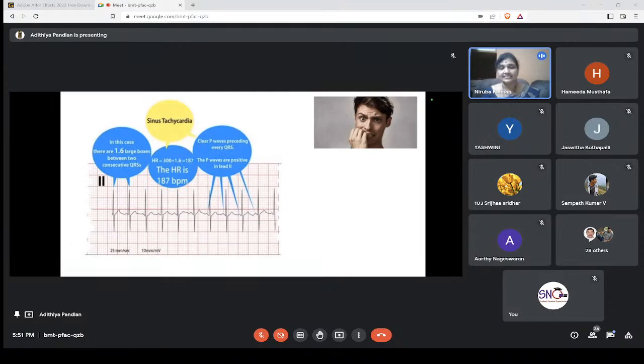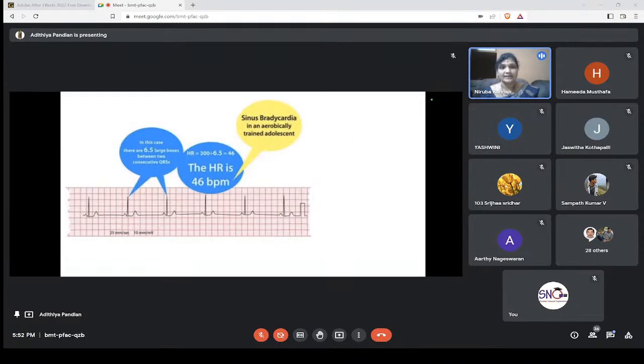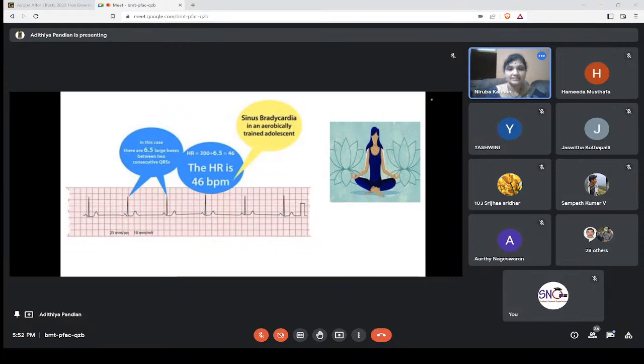You get it in anxiety. Next. You can just scroll it fast. Okay, you get it in anemia, heart failure. All these conditions, you get a sinus tachycardia. Next. Sinus bradycardia is the one you get in athletes, meditation conditions, cardiomyopathies. All these conditions you get sinus bradycardia. Next slide, please. Next slide, please.